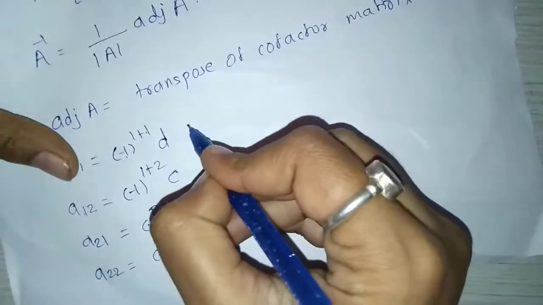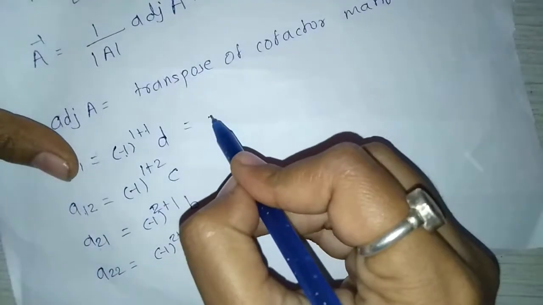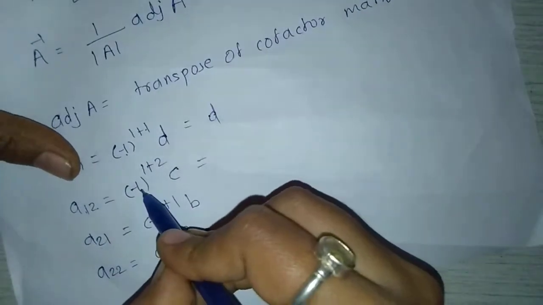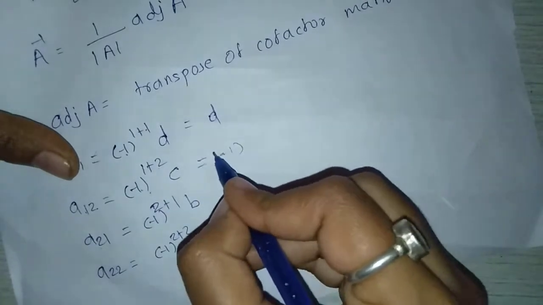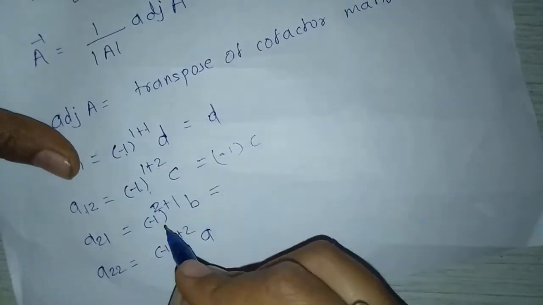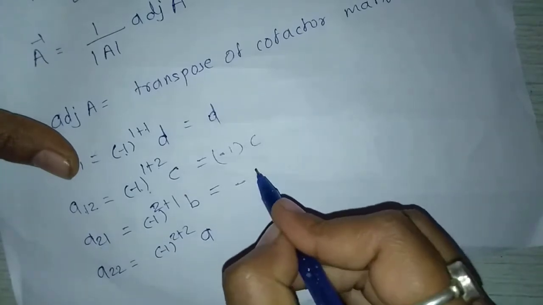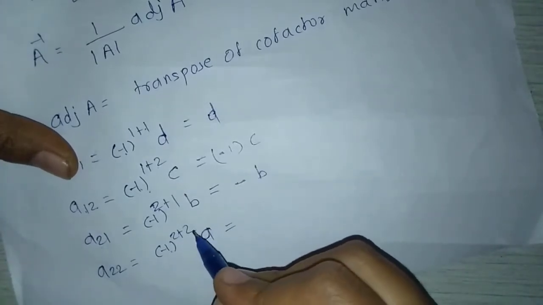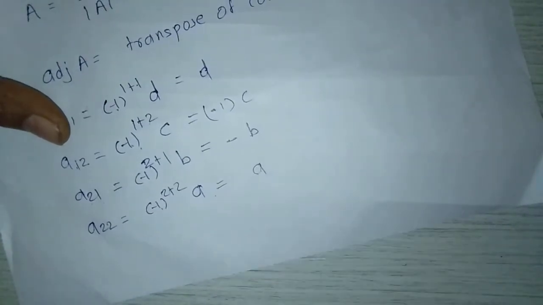So (-1) raised to 1 plus 1 means (-1) raised to 2, which is plus 1. Here the value is D. Similarly, (-1) raised to 1 plus 2 is (-1) cubed, which means -1 into C. A21 equals (-1) raised to 2 plus 1, (-1) cubed, which means minus B. A22 equals (-1) raised to 2 plus 2 into A, which means only A.